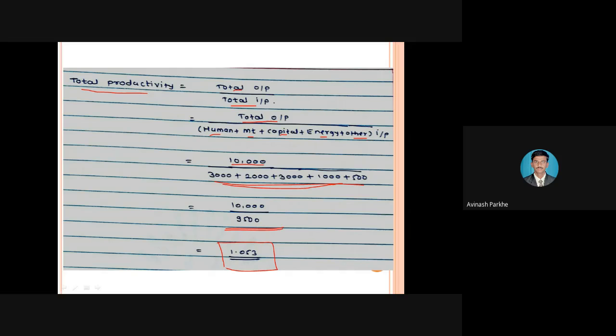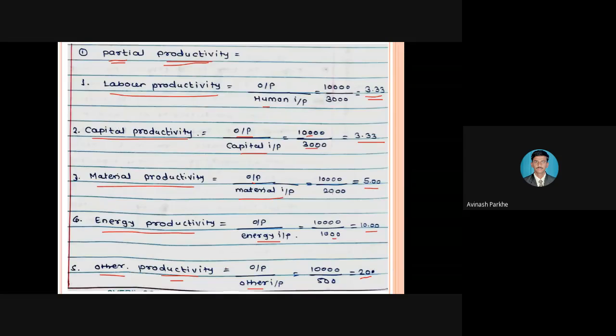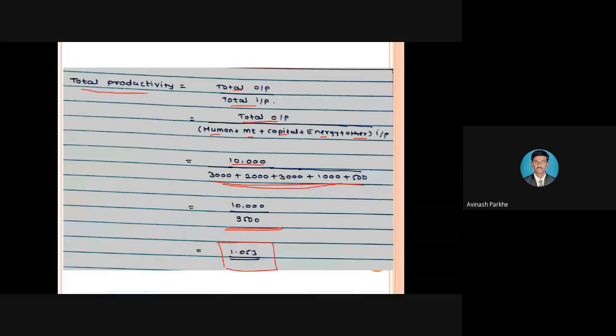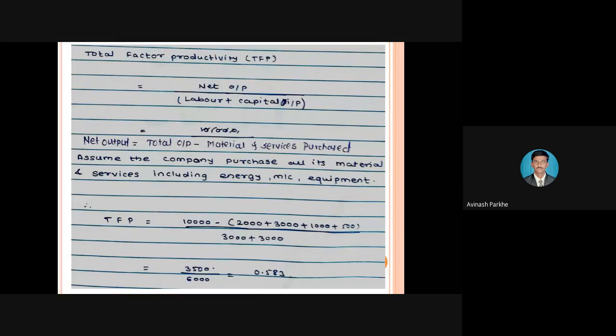So this total productivity represents the productivity or total output of that particular organization or company. This is the second type of productivity. Initially we calculated partial productivity, and this is the total productivity. Now we'll calculate the last one, which is called total factor productivity. It is also one of the types of productivity which we have to calculate for the organization.